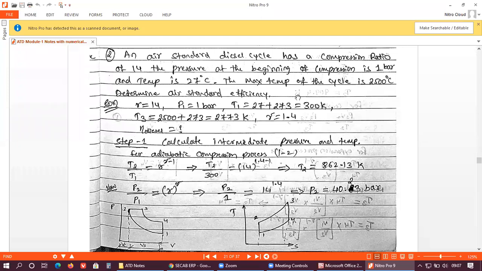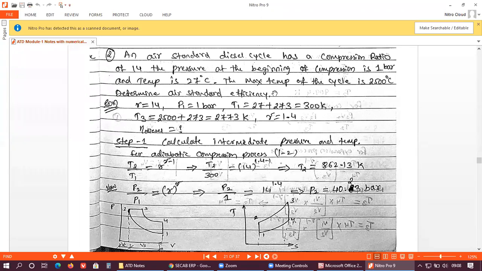And the maximum temperature of the cycle is 2500 degrees Celsius. If you observe the PV diagram and TS diagram carefully, on the TS diagram, point number 3 indicates the maximum temperature, as you can see here. So the maximum temperature is at point number 3, and the T3 value is given. T3 is 2500 degrees Celsius.